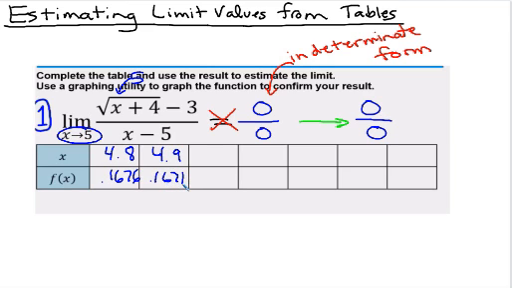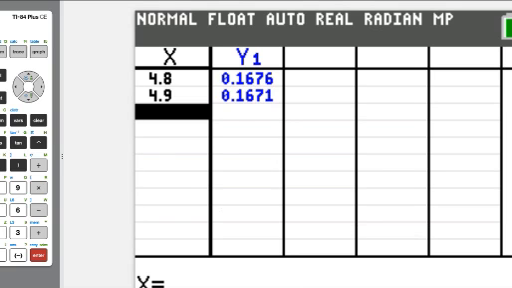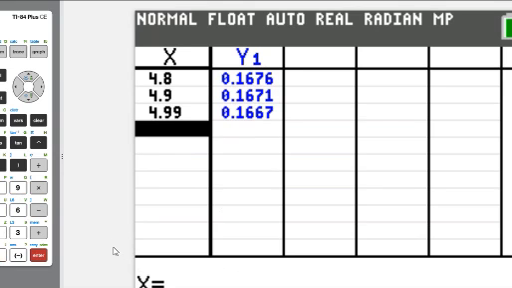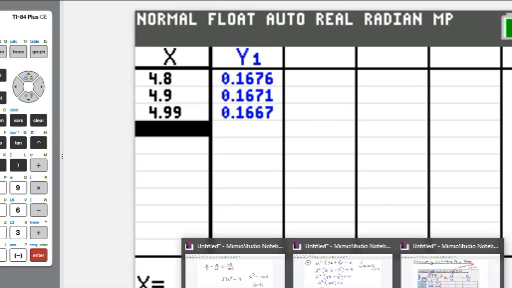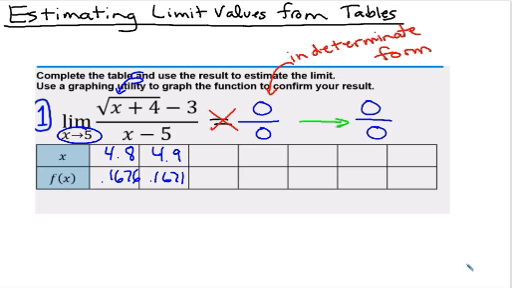Let's try 4.99. Get even closer. 4.99 gives 0.1667. What's going to happen when I put in 5? What do you think? Error. It's going to be an error. We don't even need to do it because of what we know about this function analytically.